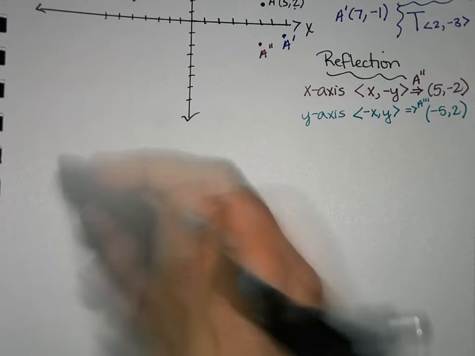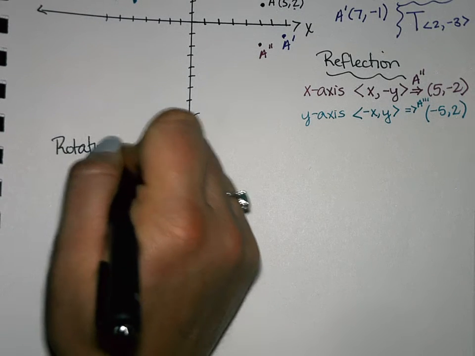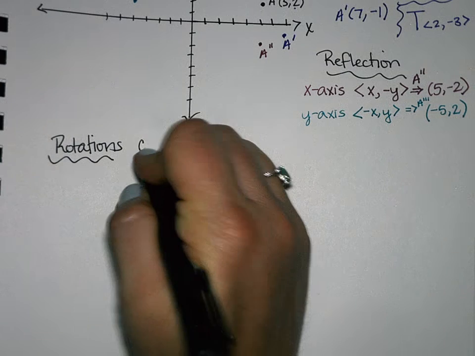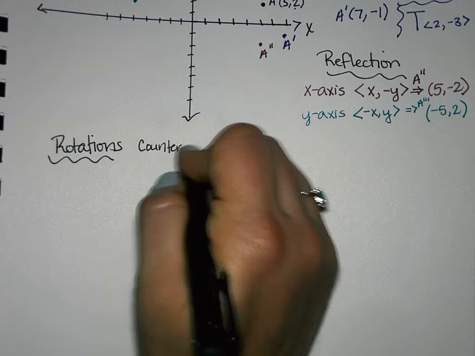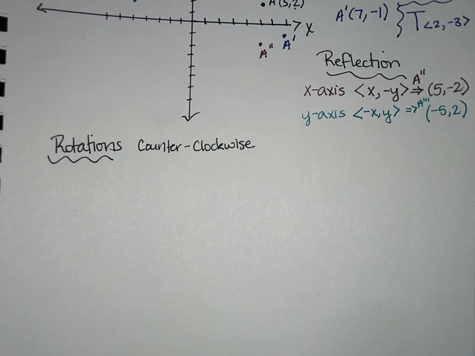For rotations, we have to make a couple of assumptions. First assumption is that you know what counterclockwise is. Do you guys know what counterclockwise is? Jesus? Rotating to the left. Okay, so think of a clock. The direction the hands go, the other way. That's counterclockwise.